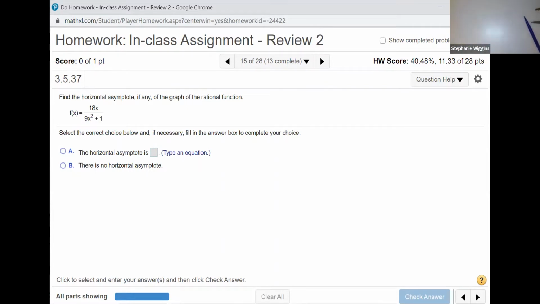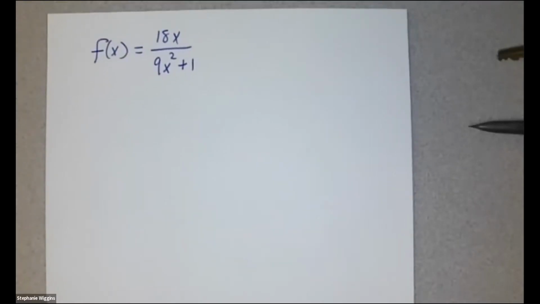But here, what about horizontal asymptotes? Well, the way you do horizontal asymptotes is you look at the leading coefficient of the 2 polynomials, the numerator and the denominator. So we have, in this case, 18x over 9x squared plus 1. But before you look at the leading coefficient, you have to look at the degree.